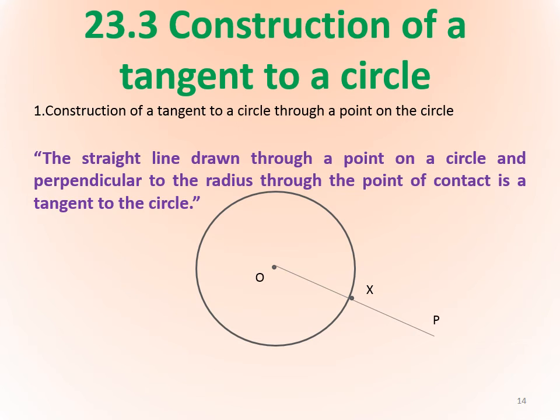Mark P somewhere. Using the pair of compasses, construct a perpendicular to OP through X. Draw the arcs and I am drawing a perpendicular. Draw the straight line. The intersection point is X and name that perpendicular as RQ. RQ is the tangent drawn to the circle through X.